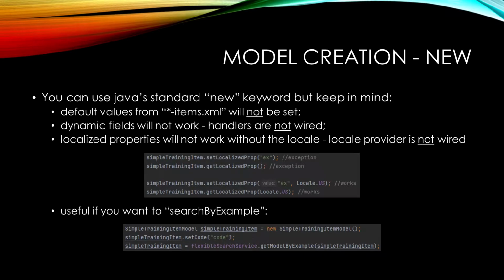Without default values from the item's XML, dynamic attributes will not work, and localized properties will not work unless you specify a locale. Such objects are used for search by example. You create a model, set properties like search filter, and search by example.